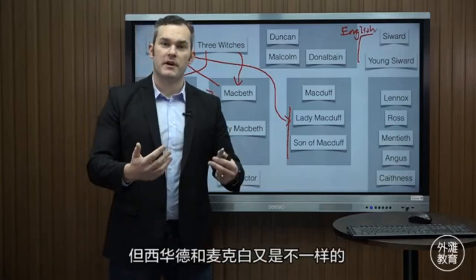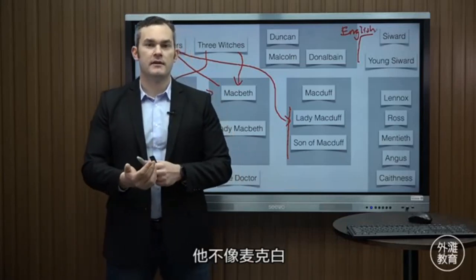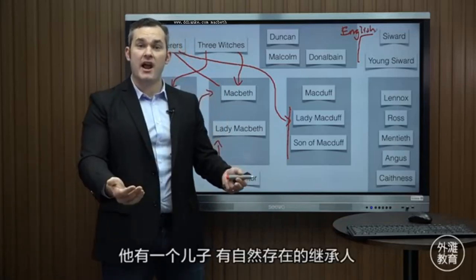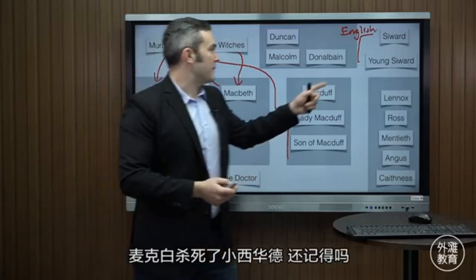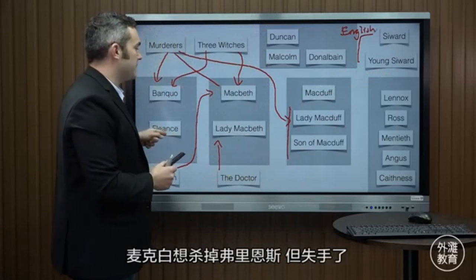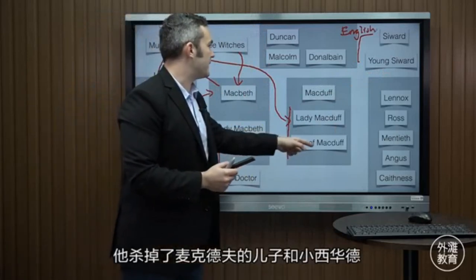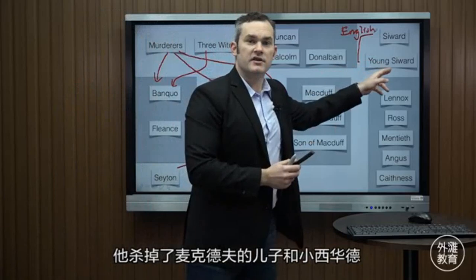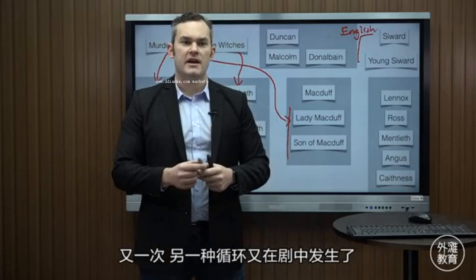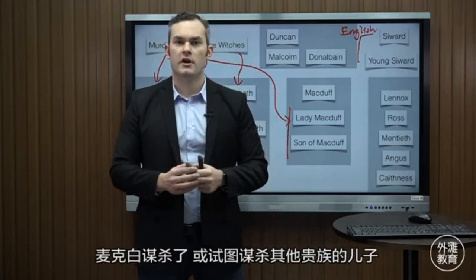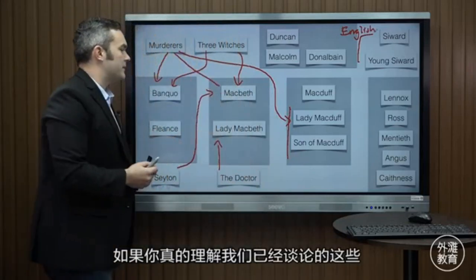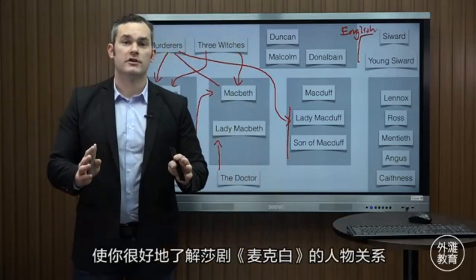But Siward is different from Macbeth in that he, unlike Macbeth, and like most of the other characters in the play, has a son. He has a natural heir, right? And Macbeth ends up killing young Siward. Remember, Macbeth wanted to kill Fleance, but he fails. He kills the son of Macduff, and he kills young Siward. So again, yet another cyclical event that happens in the play is Macbeth's murder or attempted murder of other noblemen's sons. And really, if you understand everything we've talked about here, you'll have a good sense of the way characterization operates in Shakespeare's Macbeth.